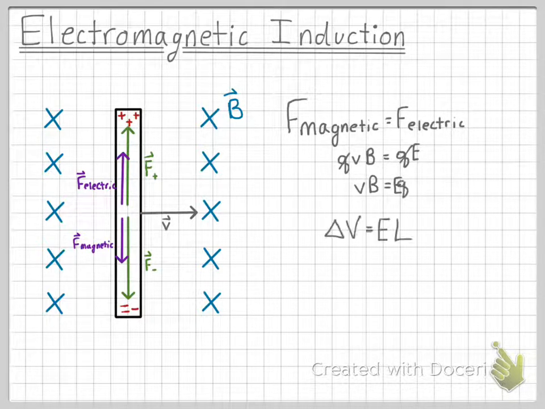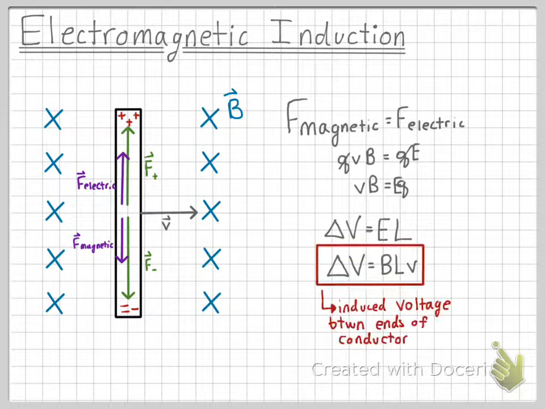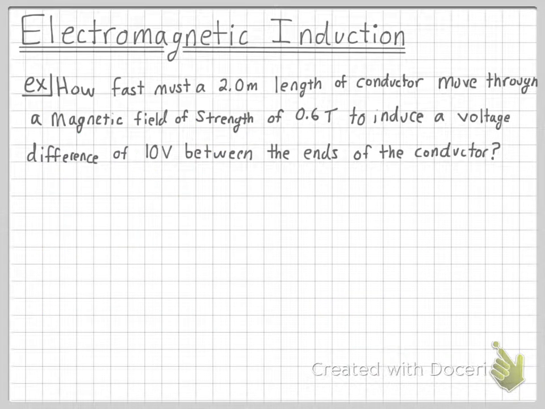We also know that voltage difference between 2 points is equal to the electric field multiplied by the distance between the 2 points. So we can then expand this equation to find that the induced voltage between two ends of a conductor that is moving in a magnetic field is equal to BLV, where L is the length of the conductor. So let's do an example using this new equation.